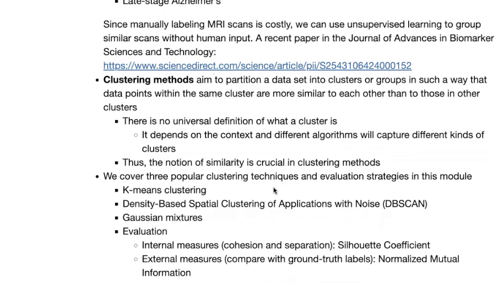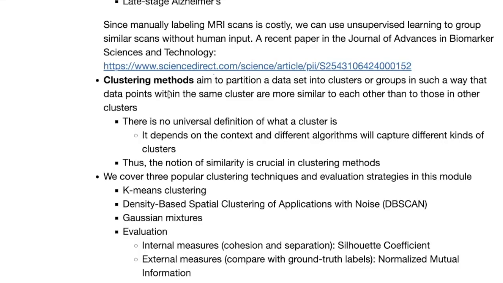And as mentioned, the most important, I would say, or the most popular type of unsupervised learning is definitely clustering, where the goal is to partition the data set into clusters or groups in such a way that data points within the same cluster are more similar to each other than those in other clusters. And here is the big problem in general, that we do not have a universal definition of a cluster, right?